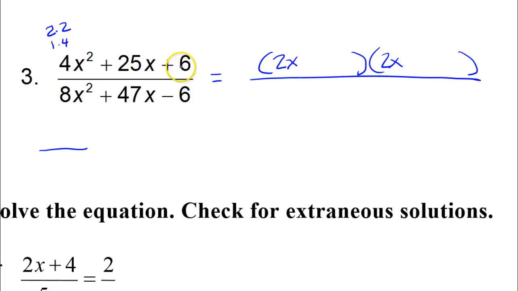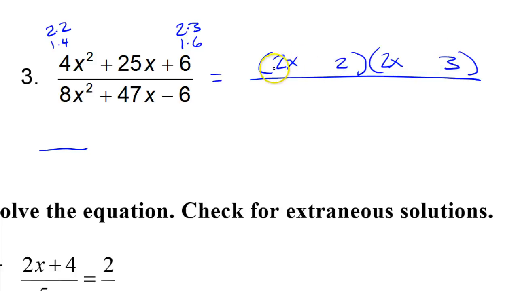And then I'm looking at the 6. 6 is either going to be 2 times 3 or 1 times 6. I'll try the 2 times 3 first. Well, I can't really do the 2 times 3 because say if I did 2 and 3.